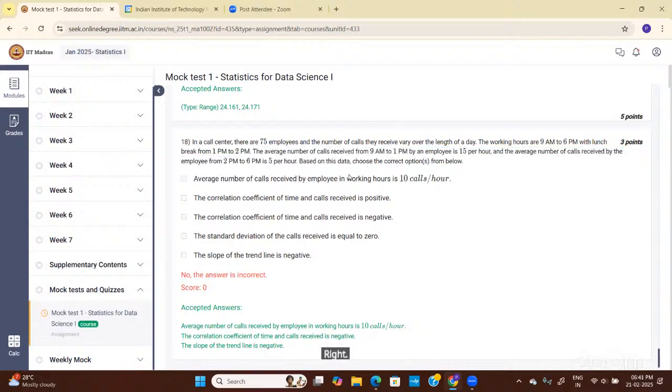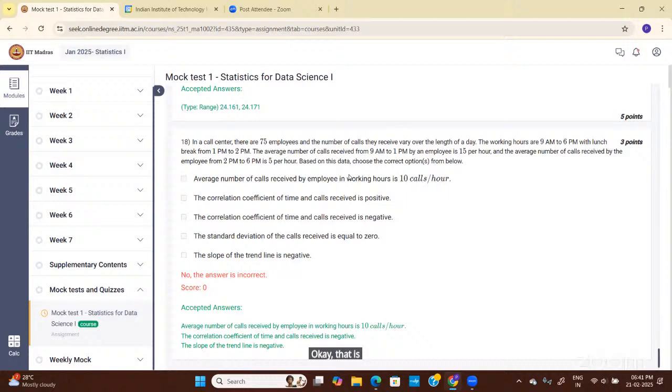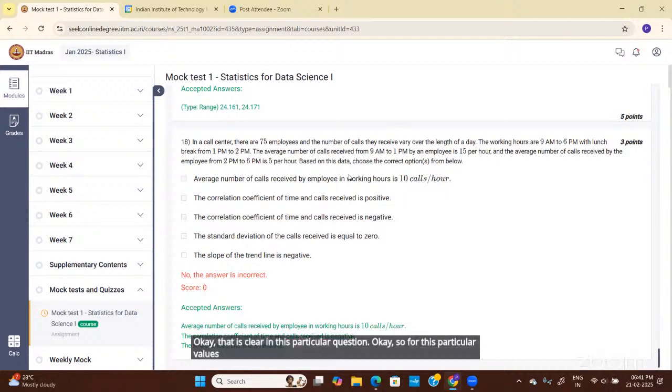So you can directly see here that the average is not the same, it is changing over time, which means indirectly you can conclude that the data points will not be the same. Okay, that is clear in this particular question. So for these particular values, the standard deviation will be 0.